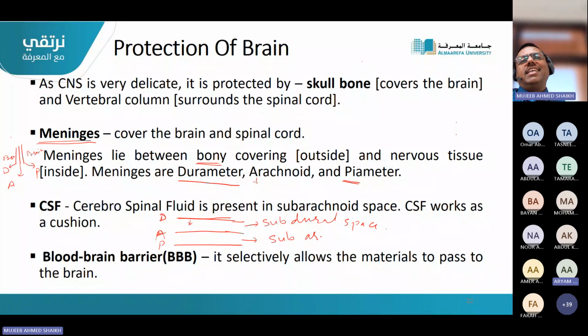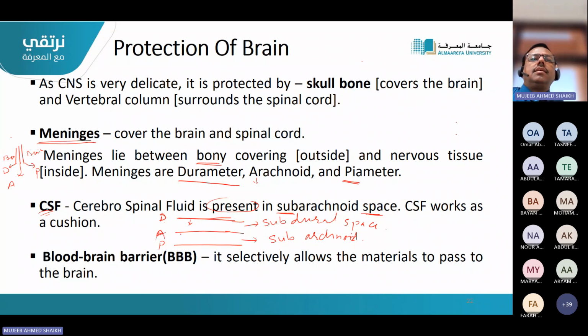Space. Arachnoid space. Very good. Subarachnoid space. You will see why I am stressing these different terminologies, because you will see that CSF, cerebrospinal fluid, is present in the subarachnoid space.